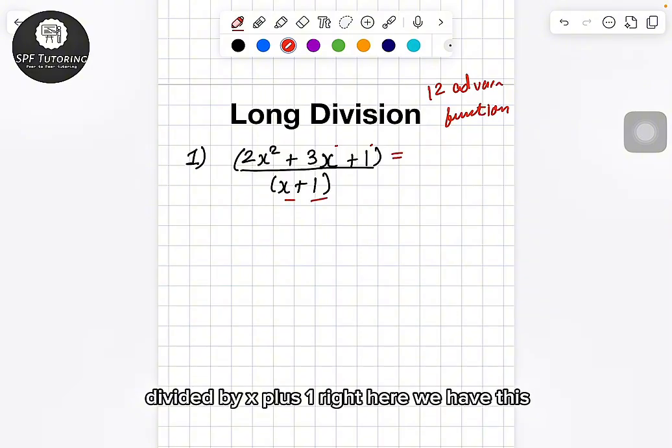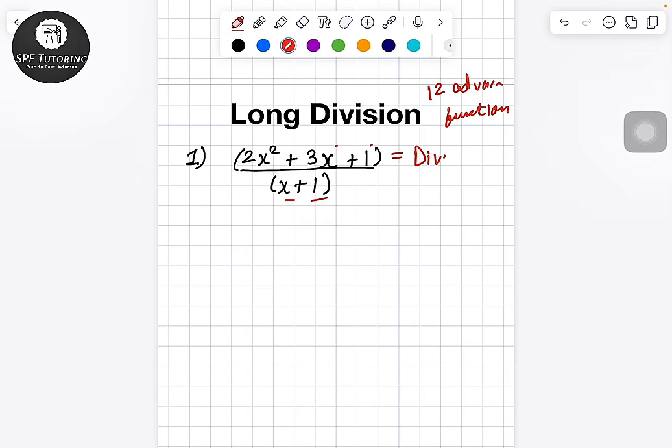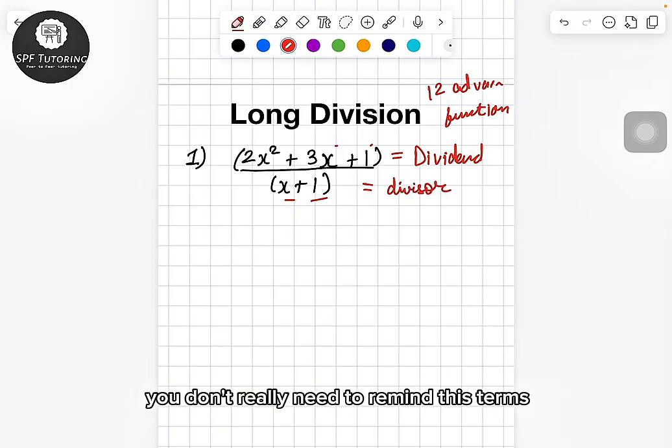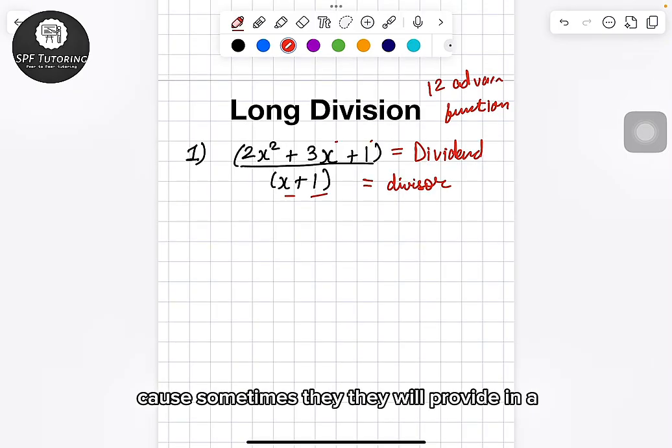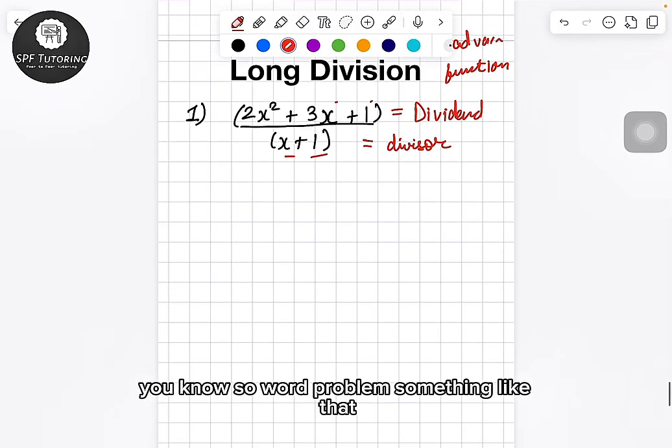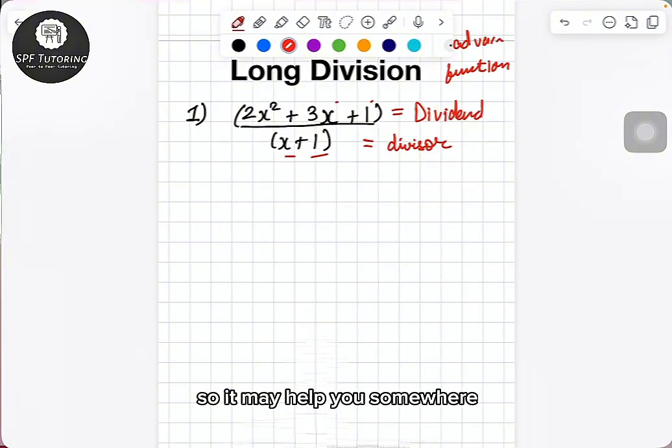Here, our numerator is our dividend, and our denominator is the divisor. You don't really need to memorize these terms, but it's good to know what is what, because sometimes they will provide it in a word problem, so it may help you somewhere.